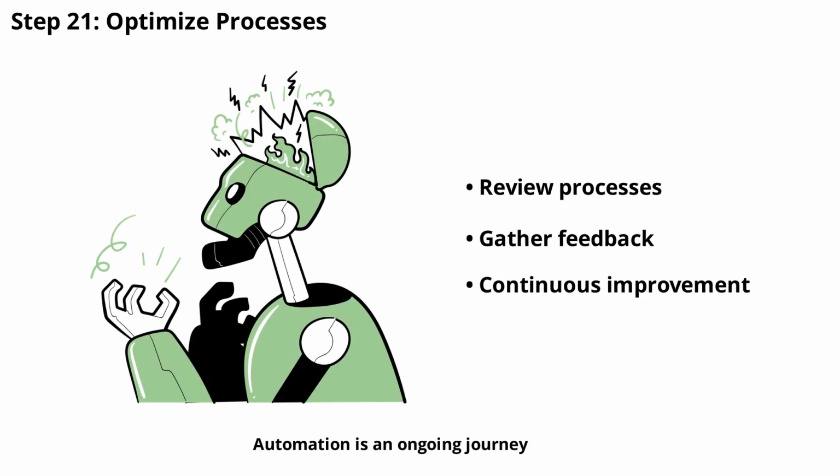Automation is an ongoing journey. Regularly review your automated processes and look for ways to optimize them further. Gather feedback from users, analyze performance data, and make adjustments as needed. Continuous improvement ensures that your RPA investment keeps delivering value over time.